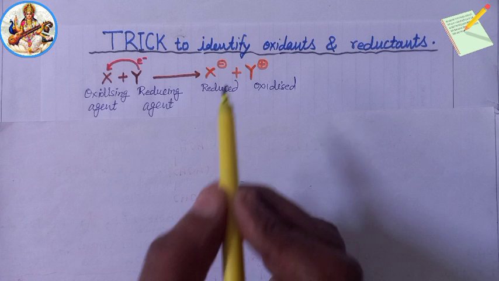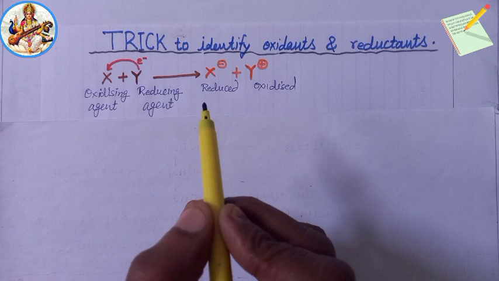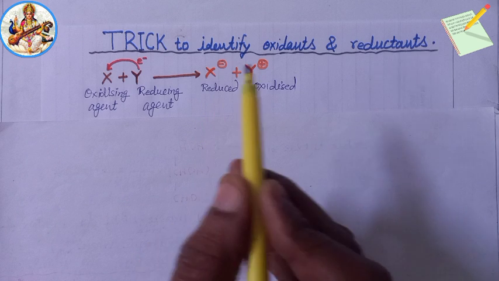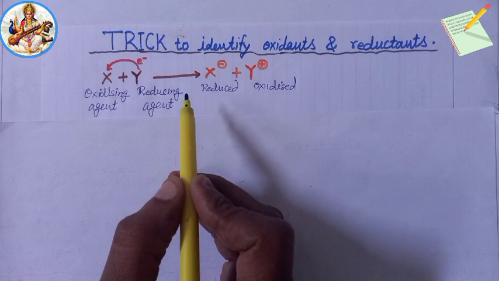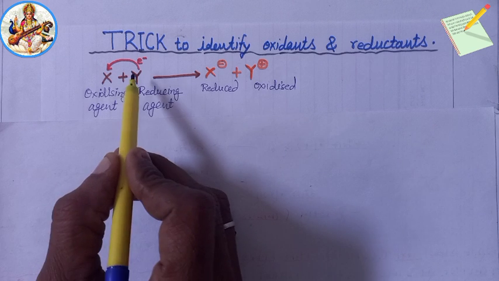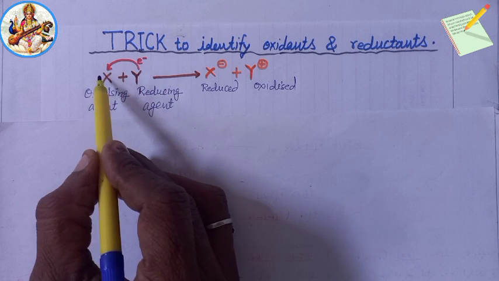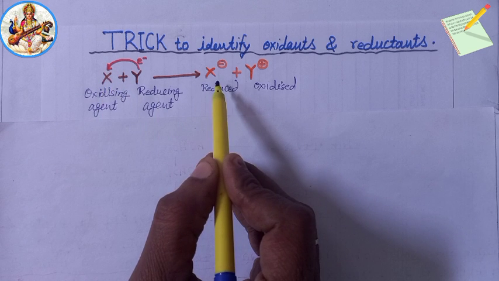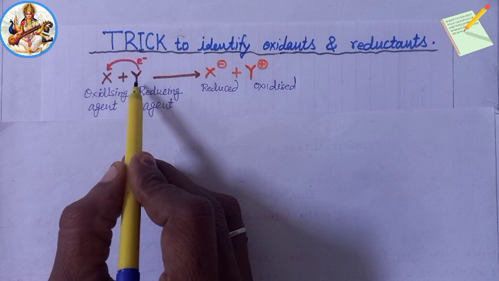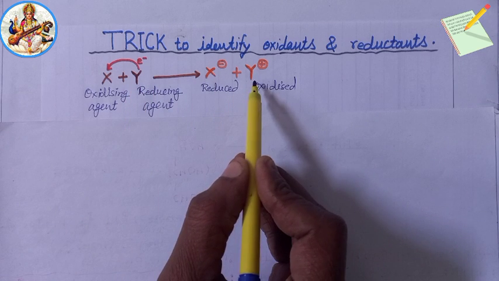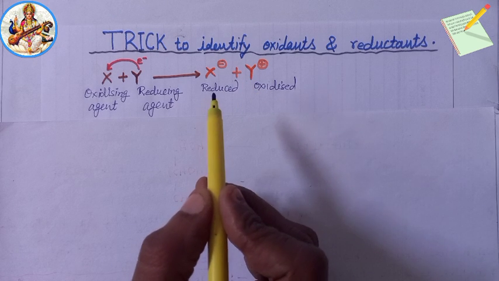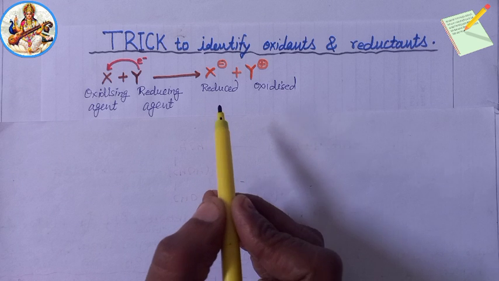Generally, in a chemical reaction, there is a transference of electrons from one species to another. In this reaction, electrons are transferred from Y to X. Therefore, X is reduced in X minus and Y is oxidized in Y plus. A species means an atom, ion or molecule.